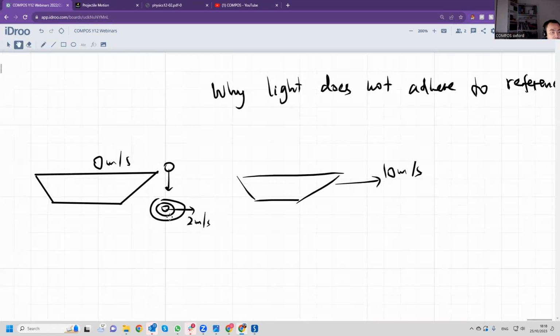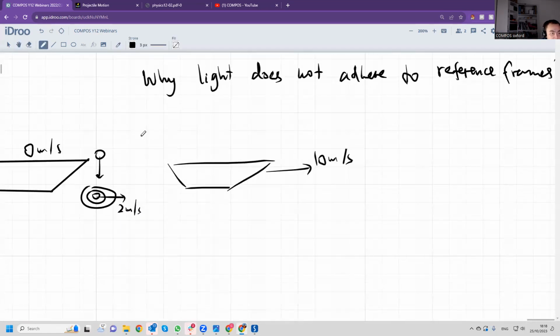Now, if you drop a tennis ball from a moving boat, the waves don't start propagating at 12 meters per second. They still propagate at 2 meters per second. Because light is a propagation of a wave through space, it doesn't depend on whether you're moving or not. It will propagate at the same velocity.